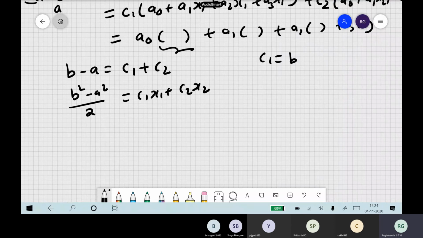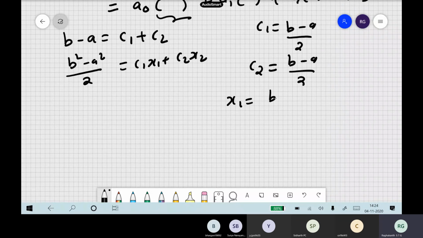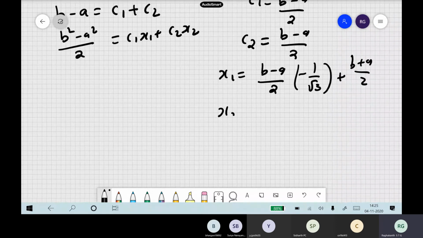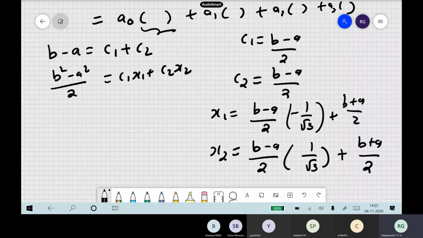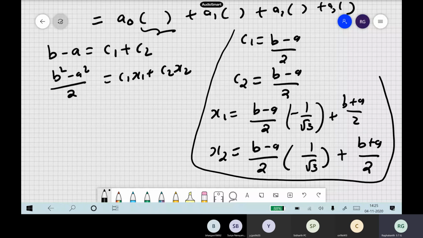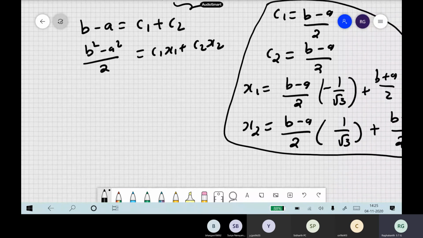So c1 becomes b minus a by 2, and c2 also becomes b minus a by 2. Our x1 becomes b minus a by 2 times minus 1 by root 3, plus b plus a by 2, and similarly x2, the second point where you take the functional value. This automatically comes from the Gaussian quadrature method. This is our Gauss point formula, a 2-point formula, because you are approximating the function with only 2 points.